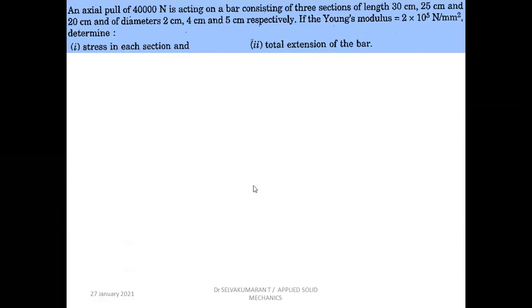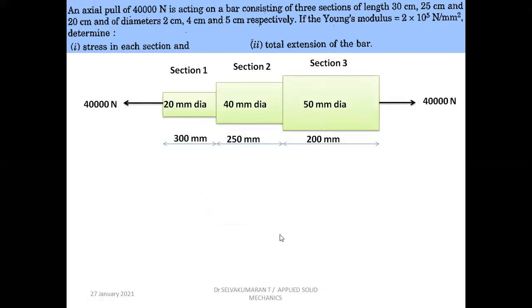Next problem. An axial pull of 40,000 Newton is acting on a bar consisting of three sections of length 30 centimeter, 25 centimeter, and 20 centimeter, and of diameters 2 centimeter, 4 centimeter, and 5 centimeter respectively. If Young's modulus is 2 into 10 power 5 Newton per mm square, determine the stress in each section and the total extension of the bar. So this is the figure that we have drawn according to the problem statement: Section 1, Section 2, Section 3, 20 mm dia, 40 mm dia, 50 mm dia, and their respective lengths. It is subjected to an axial tensile load of 40 kilonewton.